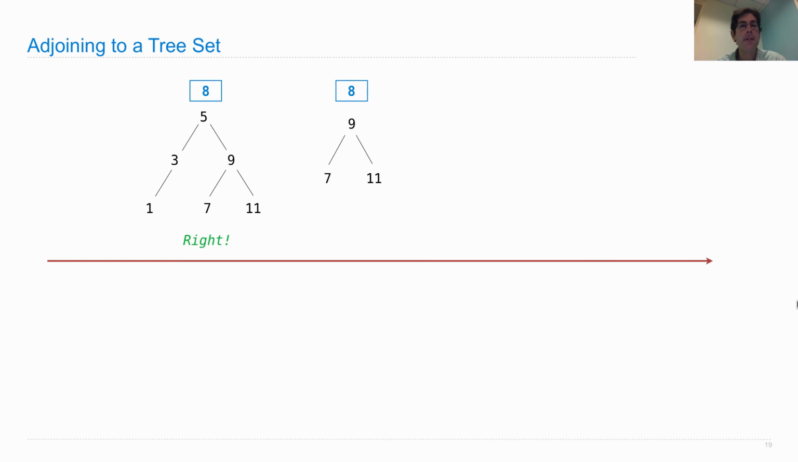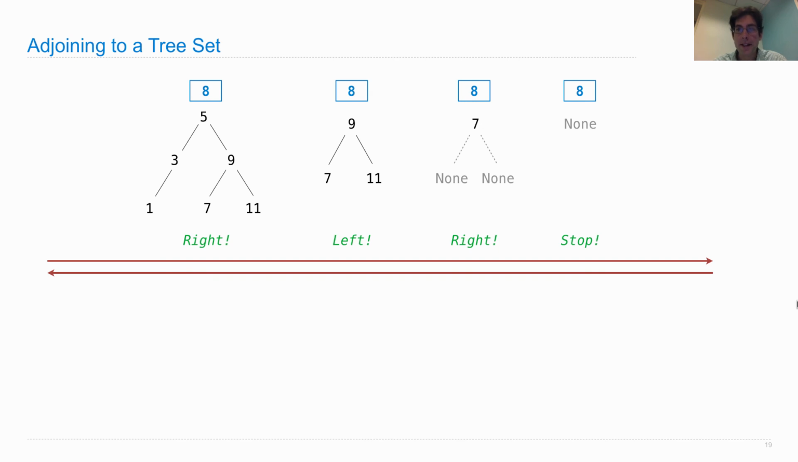And then we're going to make a recursive call where we adjoin 8 to the right branch. Now 8's smaller than 9, so if we're going to put it anywhere, we've got to put it in the left. So the tree that remains is just 7, and 7 is smaller than 8, so if we're going to put 8 in this tree, we're going to need to put it in the right. Now both of the branches of this tree are none, so when we recurse on the right branch, we're going to have none as the tree that we're adjoining to. That's representing the empty set. We'll stop there and we'll put 8 into that tree, meaning we'll end up with a tree that just has 8.